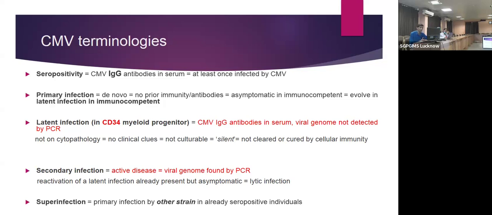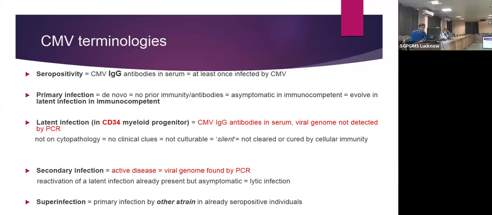Primary infection is actually nothing but the first infection, and in the immunocompetent it is totally asymptomatic. It also implies that there is no prior immunity. After this infection, IgG and IgM antibodies come into the bloodstream; IgM is transient. Now, the latent infection: this primary infection in the immunocompetent becomes dormant.